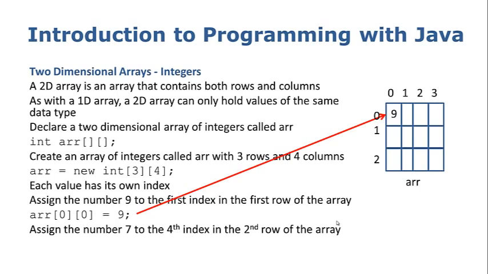Supposing we wanted to assign the number 7 to the fourth index in the second row of the array. Okay, so the second row is going to be 0, 1 is the index for the row, and the fourth index of the columns is 0, 1, 2, 3. So R 1, 3 equals 7. Again, here I'm only assigning integers, so I don't have any quotes around them. If I was dealing with strings, I would have quotation marks. And that pops the number 7 in here.